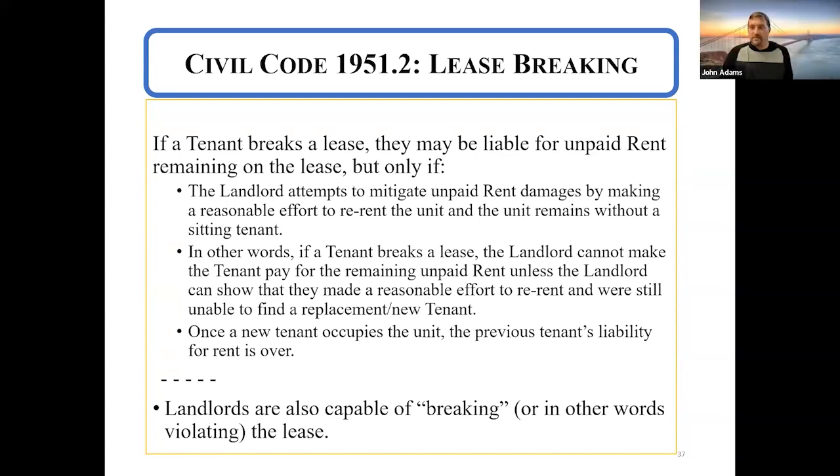The landlord cannot make any claim against the tenant until they have made this reasonable effort to re-rent.